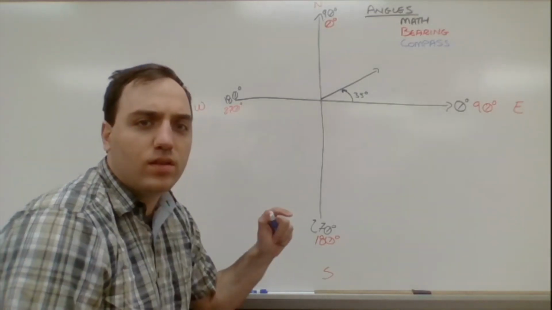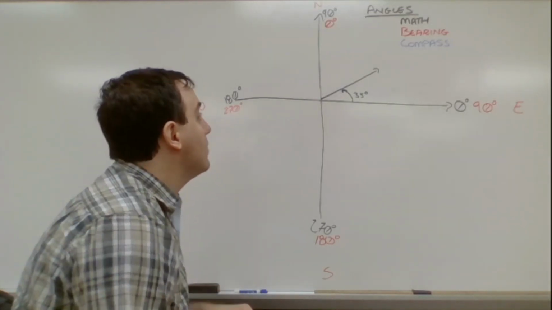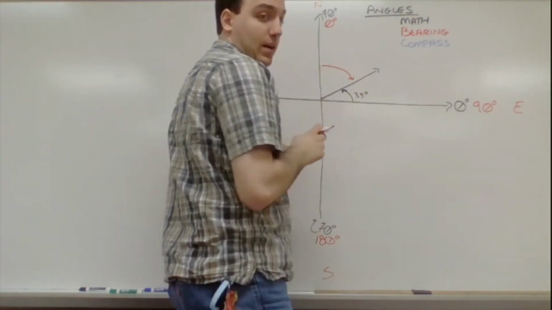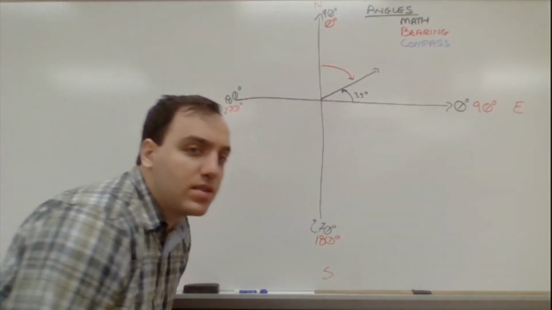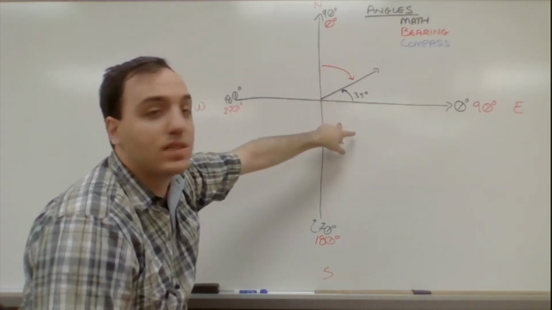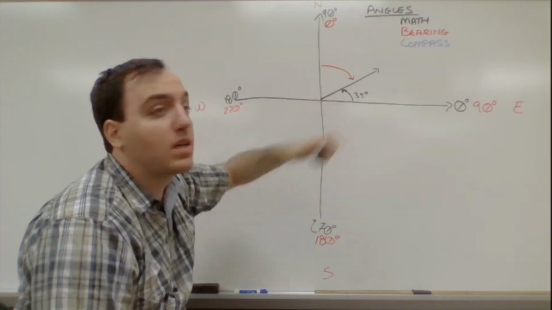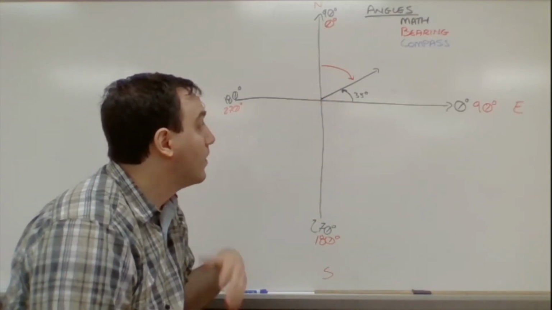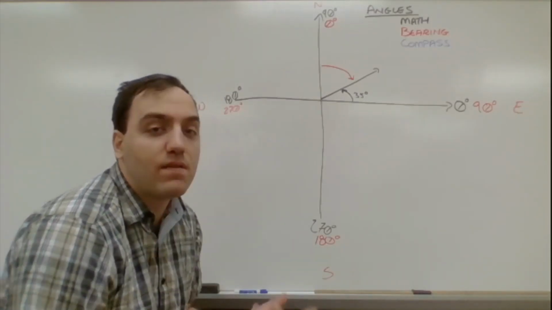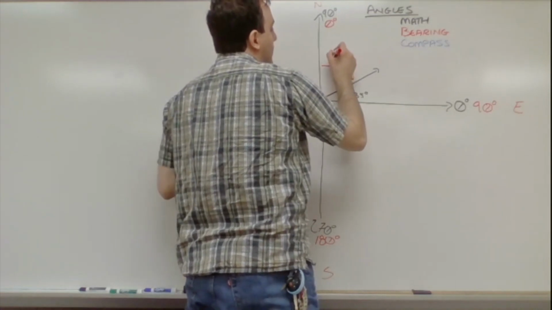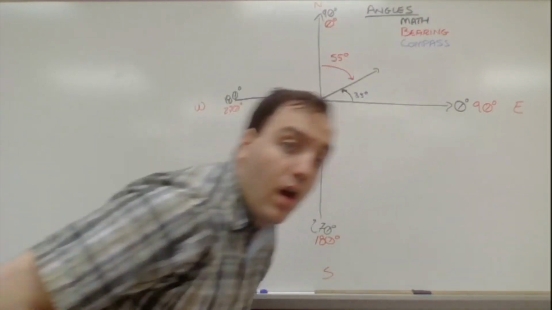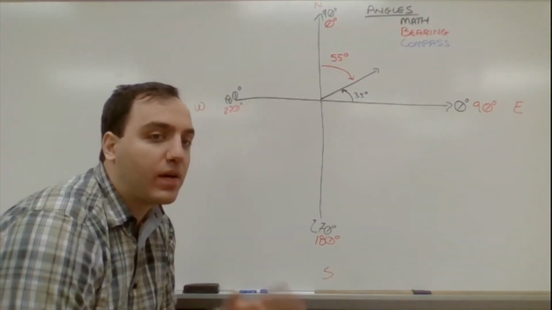So this angle doesn't count as 35. It counts as counting from 0 over to here, which is going to be a different number than 35. In fact, from north to east is a right angle, so it's 90 degrees. So it's going to be the complement, the number that, when you add it to 35, adds up to 90, which is 55. So if we're talking about this in terms of bearing, this is 55 degrees. A common add-on you'll hear is bearing 55 degrees.